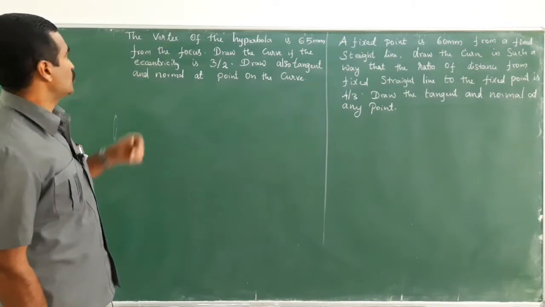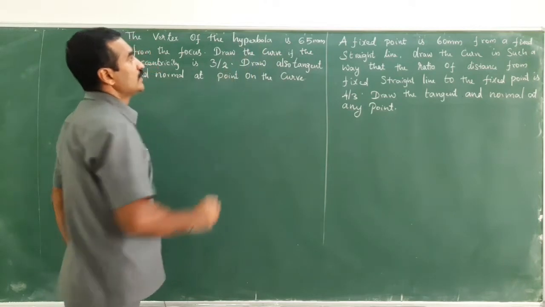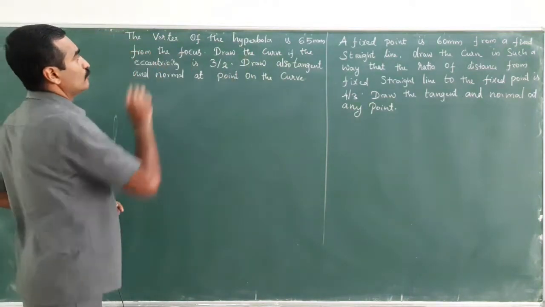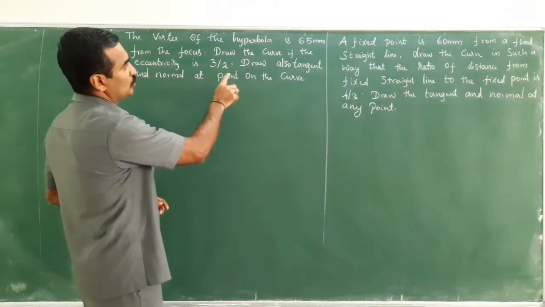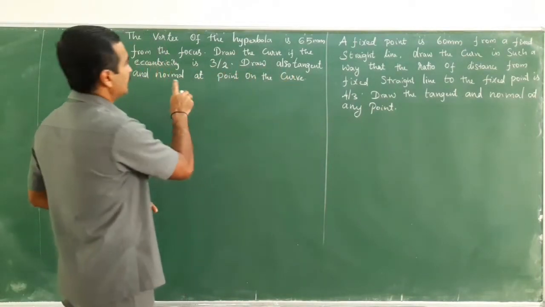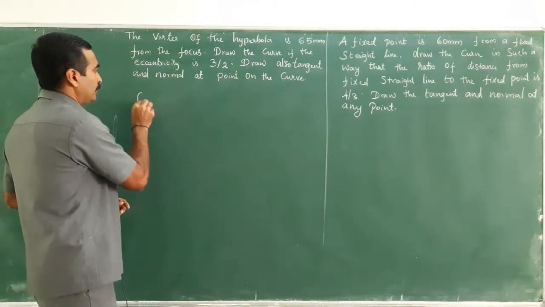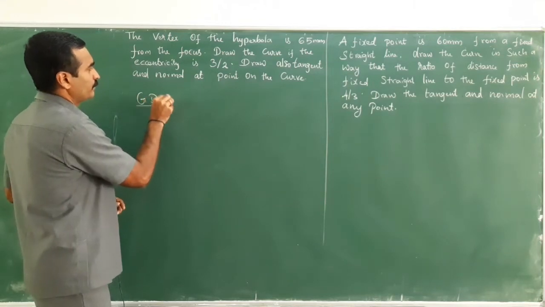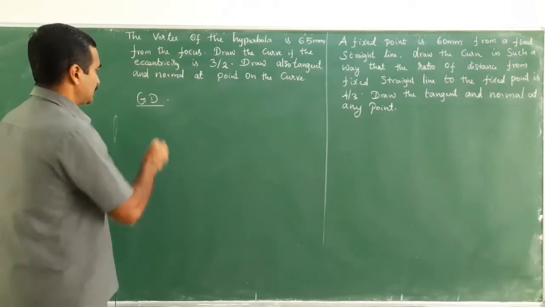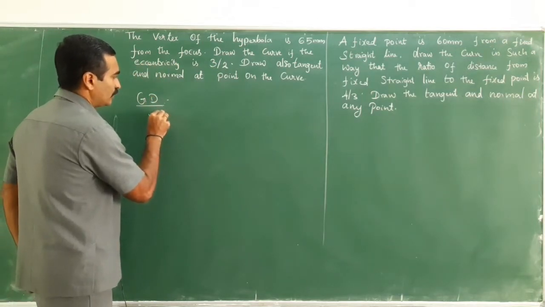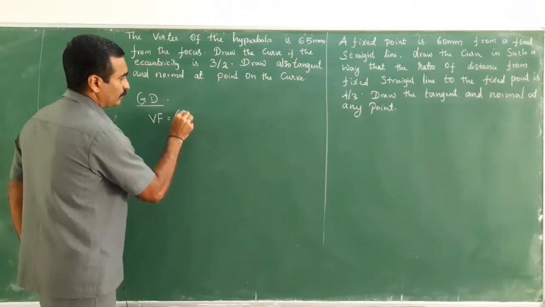Let me read out the first question. The vertex of the hyperbola is 65 mm from the focus. Draw the curve if the eccentricity is 3/2. Draw also tangent and normal at a point on the curve. Given data: the vertex of the hyperbola is 65 mm from the focus, that is VF. The moving point to the fixed point is 65 mm.